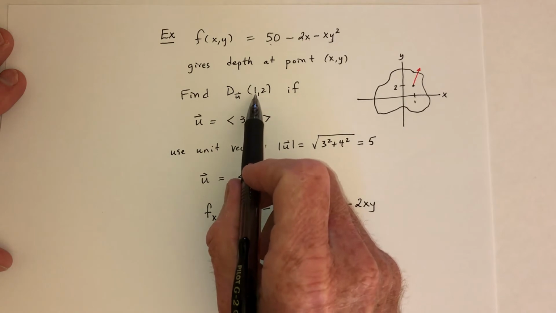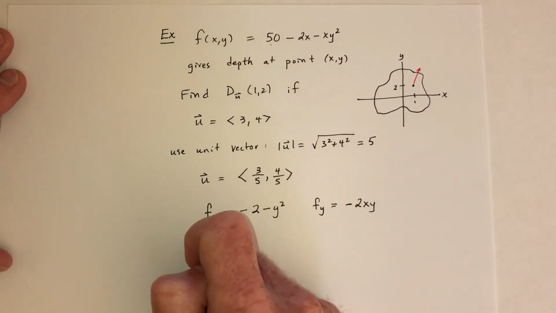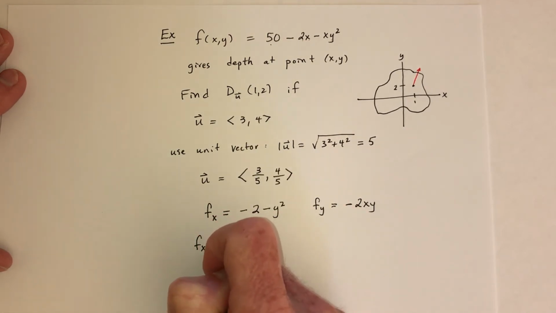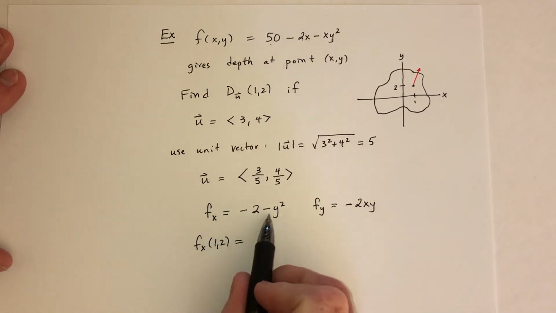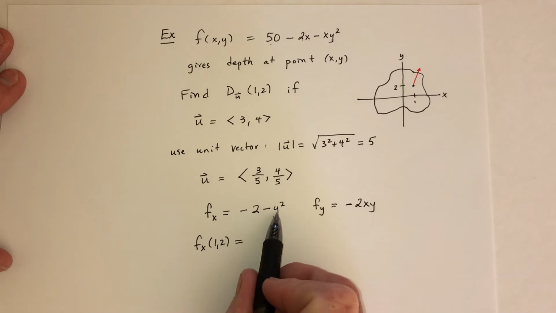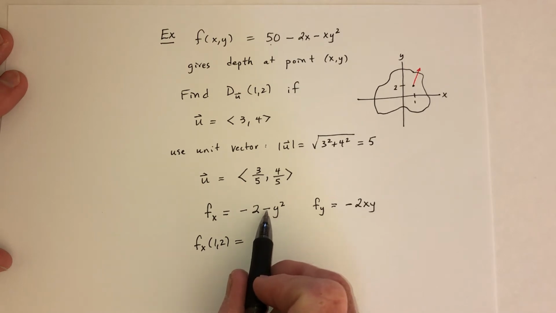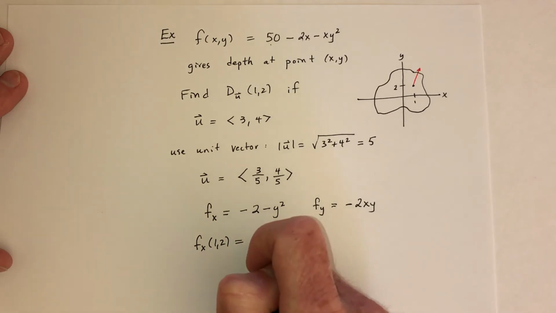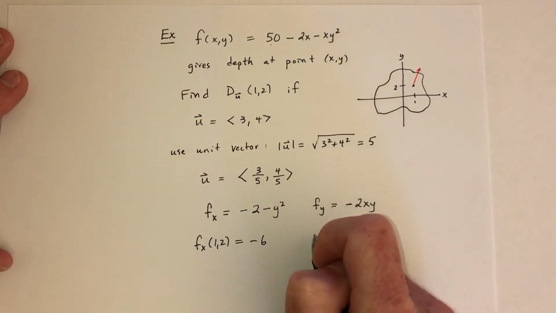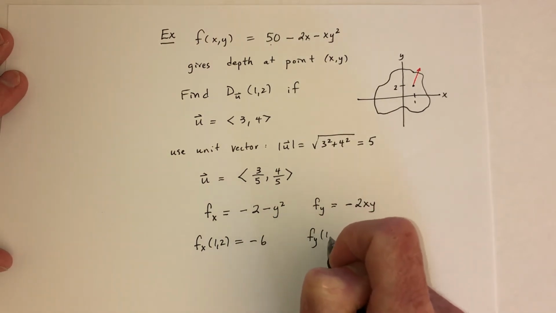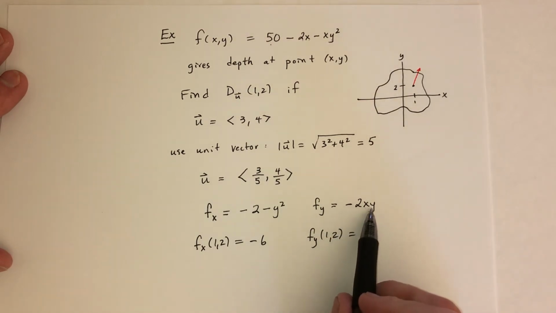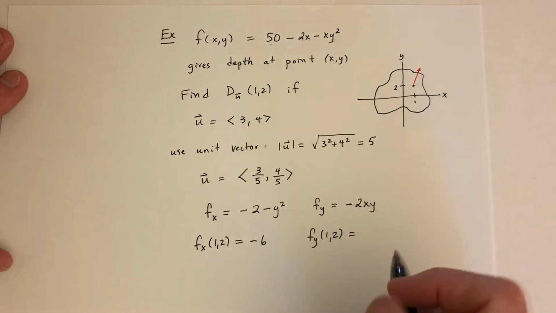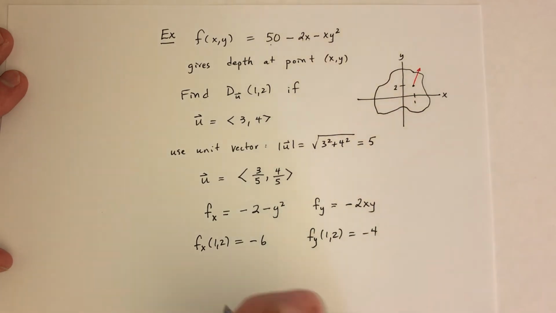And now plug in the 1 and the 2. So the derivative with respect to x at 1, 2, there is no x to plug in, but if you plug in that this is a 2, that's going to become 4 negative, and 2 more makes it -6. And then plug in the 1 and the 2. So this will be 1 times 2 is 2 times this, so that's -4.